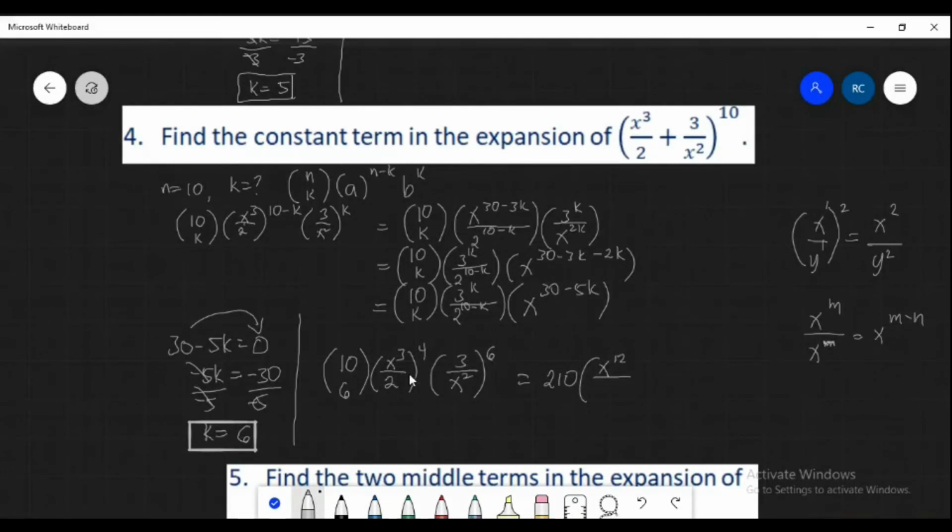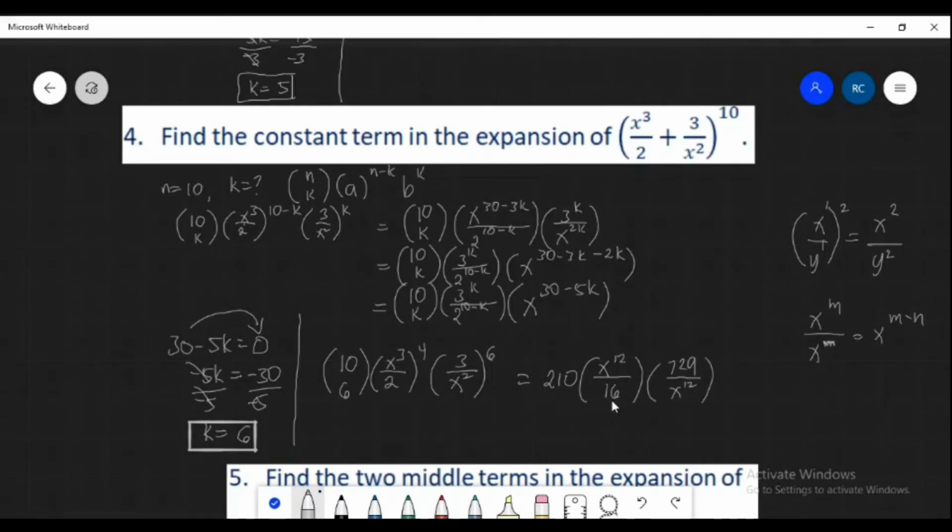All over, what is 2 raised to 4? Guys, what is 2 raised to 4? 16 po. Okay, 16. Okay, dito naman tayo 3 raised to 6. Ilan? 729. Okay, it's 729 all over x raised to 12.